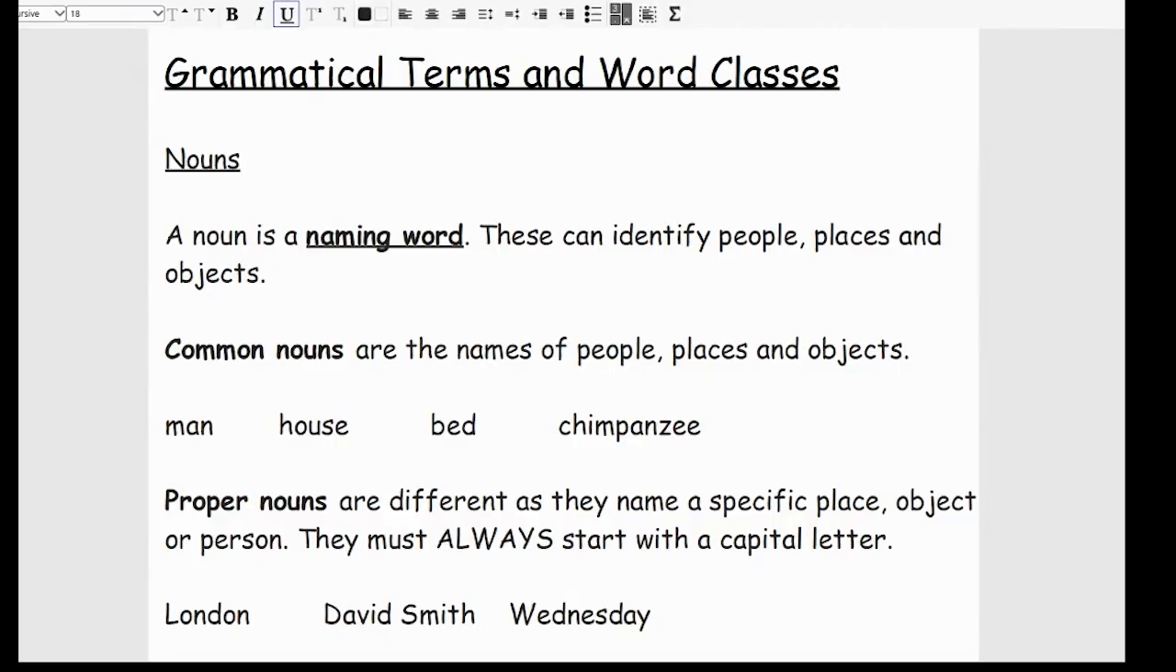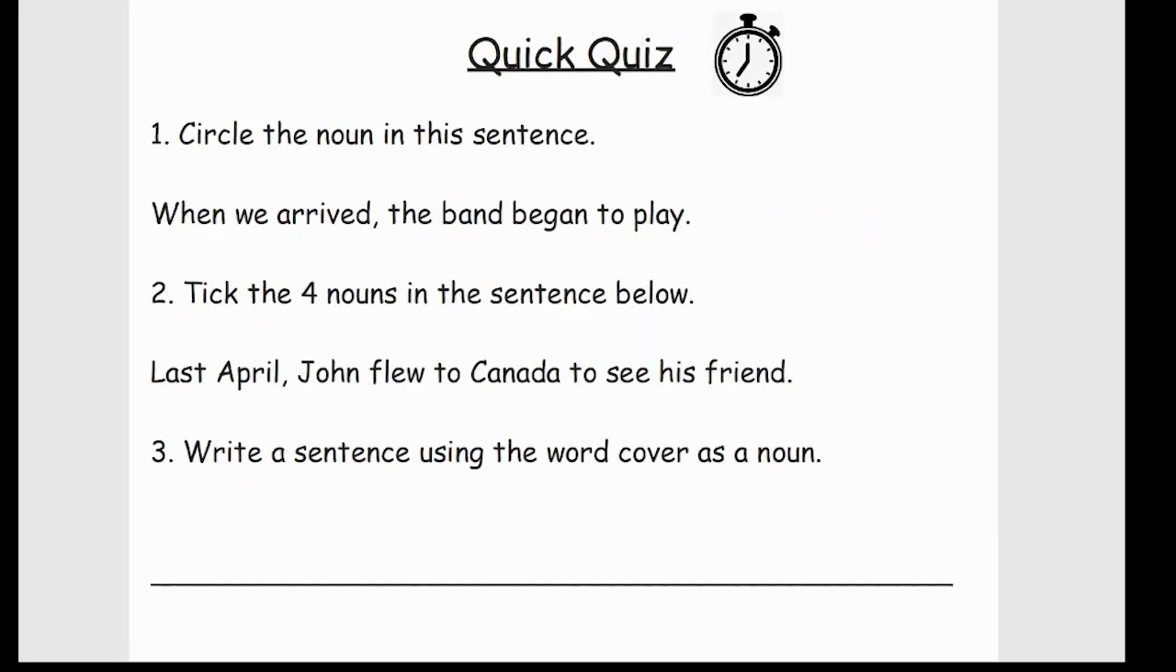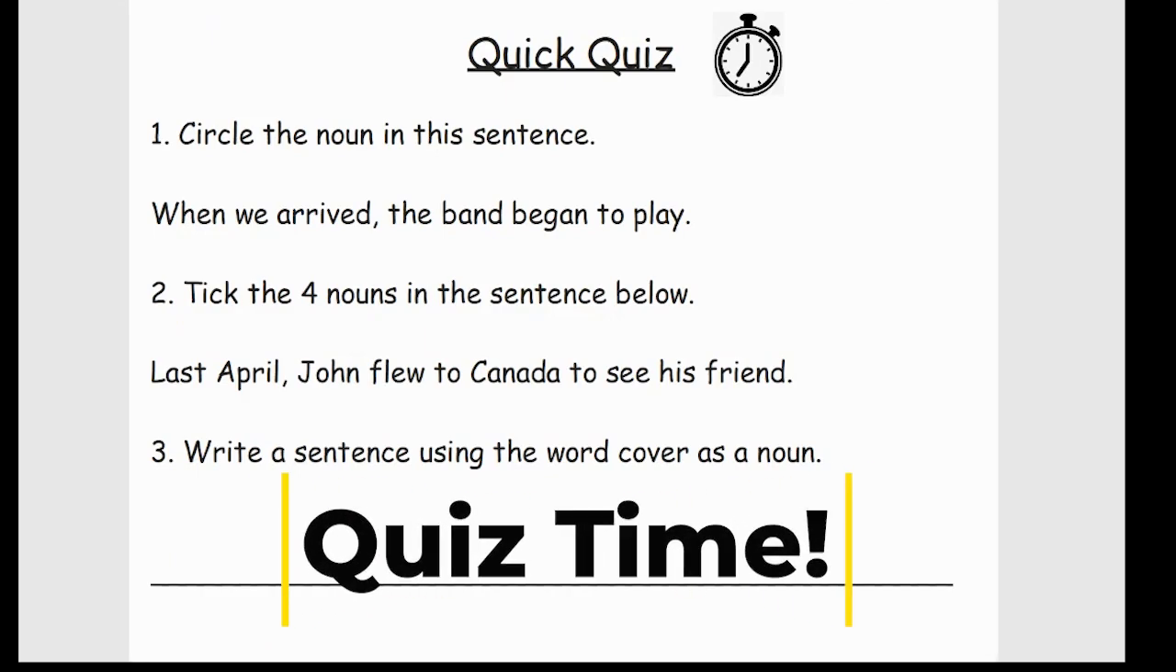Common nouns are the name of people, places, and objects, things like man, house, bed, chimpanzee. Those are things that you can touch. Proper nouns are different as they name a specific place, object, or person. And the thing to remember about proper nouns is that they must always start with a capital letter. So things like London, the names of places, Wednesday, days of the year, months of the year.